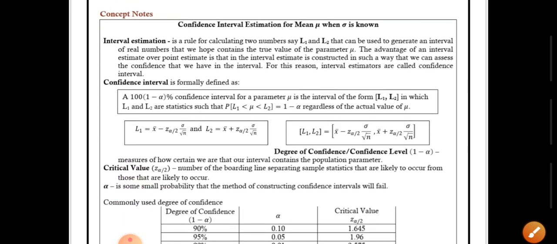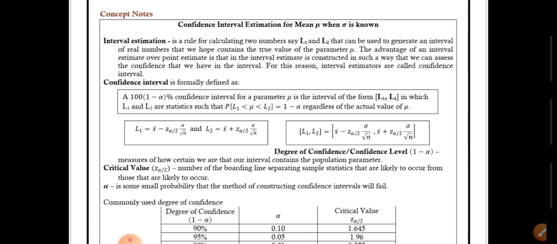So, degree of confidence level. 1 minus alpha measures how certain we are that our interval contains the population parameter. Dito natin makikita kung papasok ba yung computed interval na makukuha natin doon sa population parameter. Unlike pag point estimate, isang point lang yung pinag-uusapan. Pag interval estimate, for instance, meron tayong between 2 to 5, or between 21 to 25. So there is an interval.